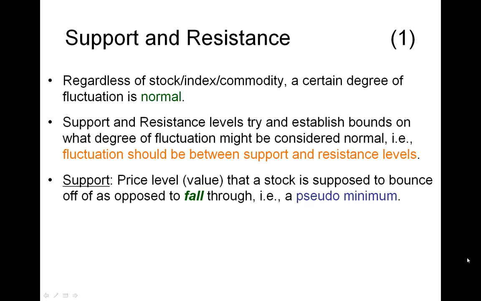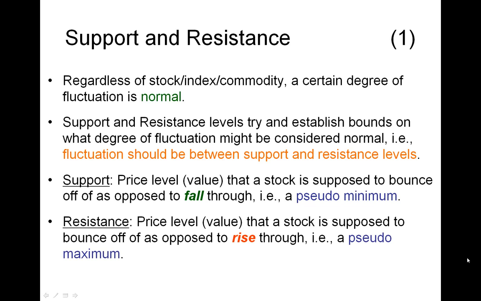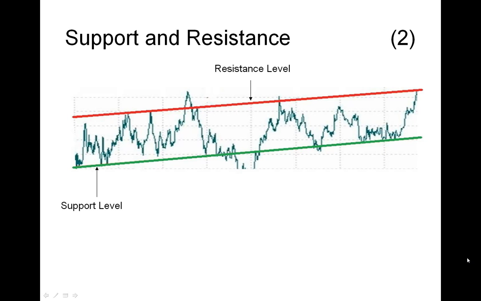However, now that we've discussed support, by the same token, resistance represents that price level that a stock is supposed to bounce off of when on the rise, such that if the rise of a particular commodity is within less than the resistance level, then that's normal. However, if it goes past the resistance level, we can think something strange is going on. In other words, the resistance level represents a pseudo maximum. A graph helps explain this better.